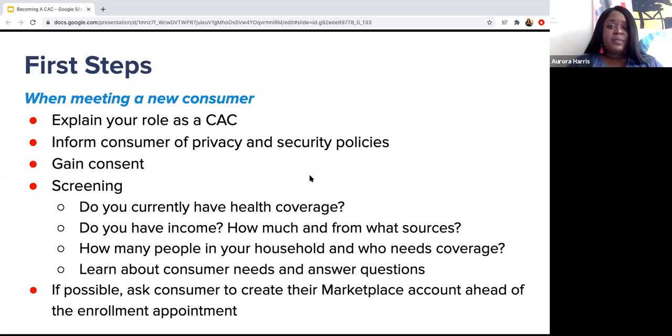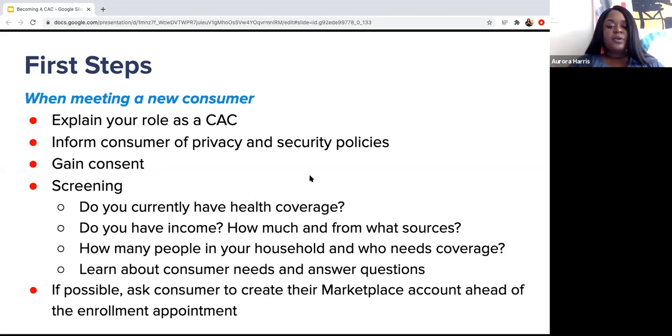You gain consent from them first. You want to say, do I have your permission to talk you through some of these things? Most people will say yes, because at this point their interest is piqued. And then you want to do a general screening for folks. So, do you currently have health coverage? Do you have income? How much and from what sources? You want to learn about people's situation a bit to see if they would be a good fit for enrolling in a health plan.